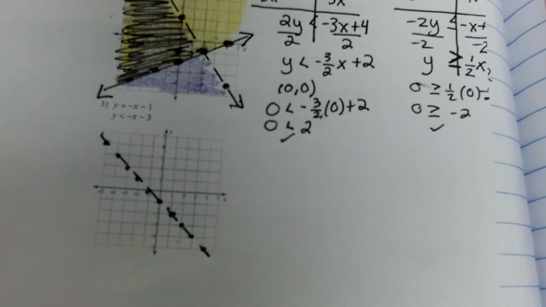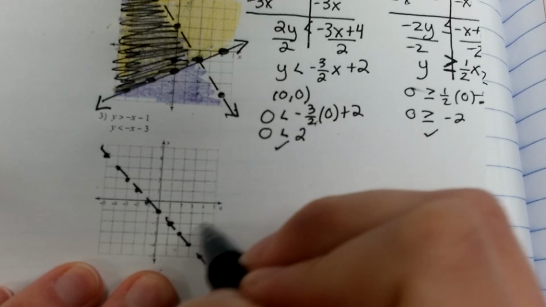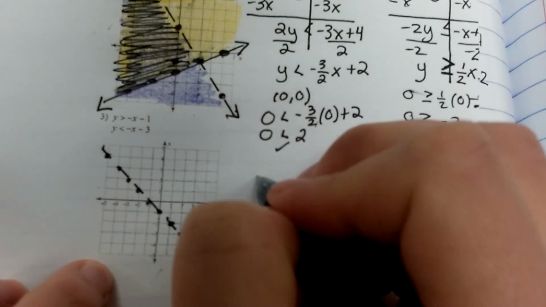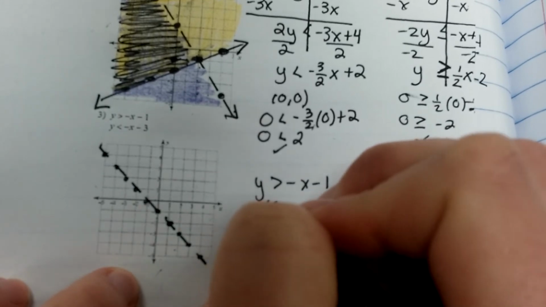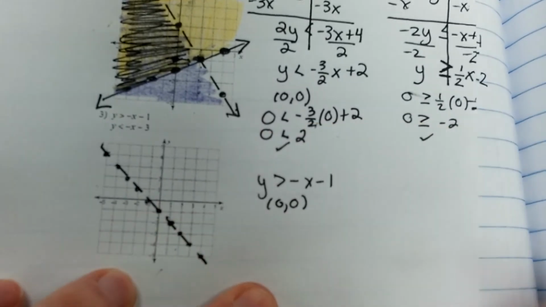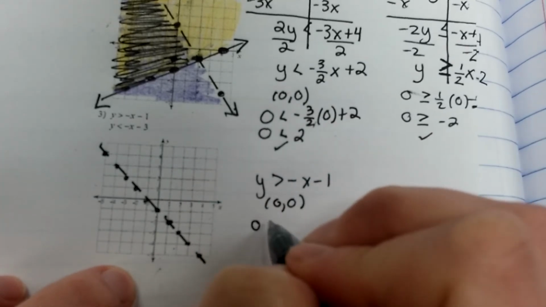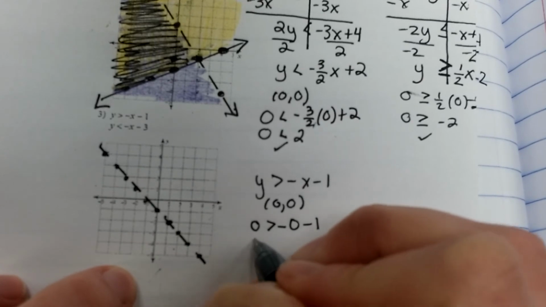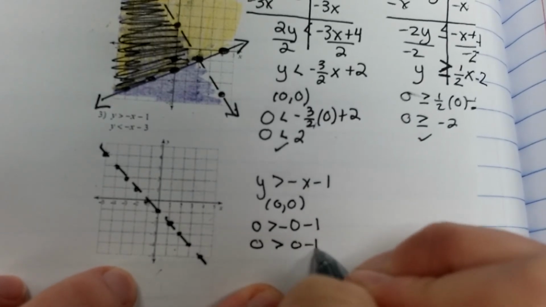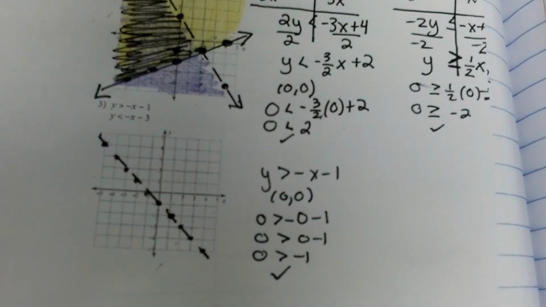Okay. And then I want to test. It's greater than, so I think I'm going to shade above, but I always want to check. So I have y is greater than negative x minus 1, and I'm going to test with 0, 0 because that is above. I like how 0, 0 is working for most of these. So I have 0 is greater than negative 0 minus 1. So that 0 is greater than 0 minus 1, and that 0 is greater than negative 1. So that works. I'm good to go to shade above.